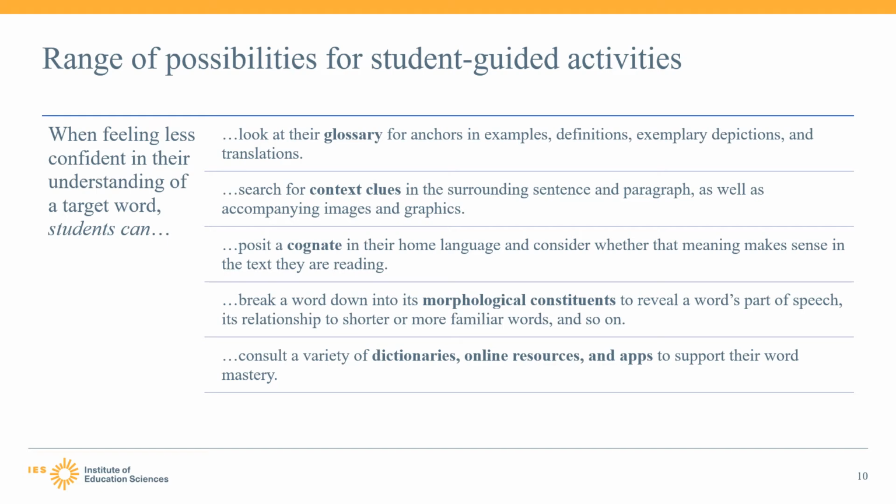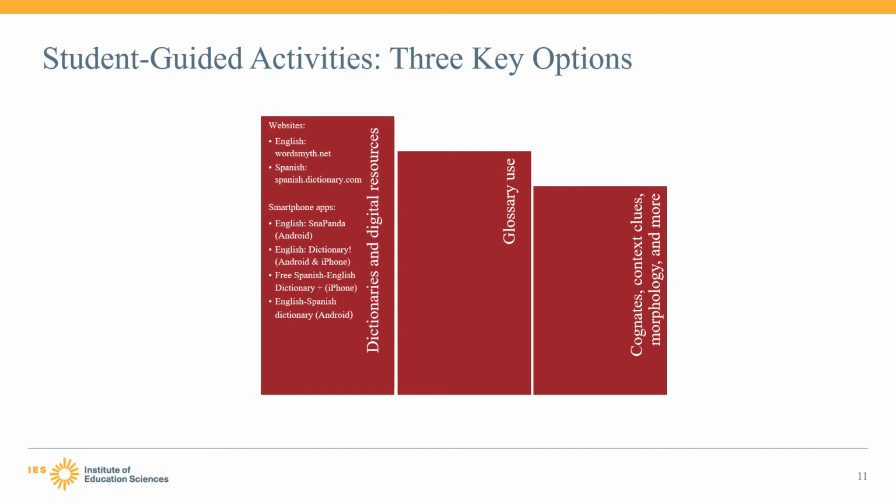So we have sort of 3 key options to the kinds of student-guided activities that you can foster in your own classroom and in collaborations between yourselves as educators. On the far left here, we have dictionaries and digital resources, including dictionary websites and lots of different smartphone apps that help students quickly look up and make meaning out of what might be unfamiliar words.